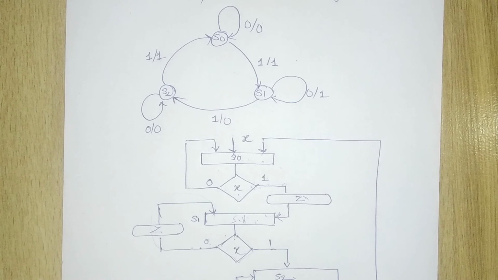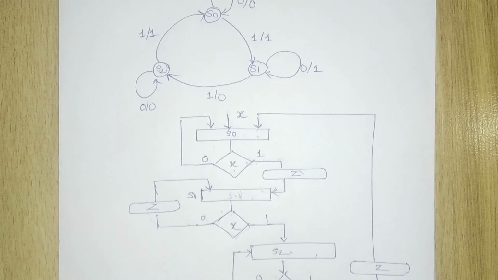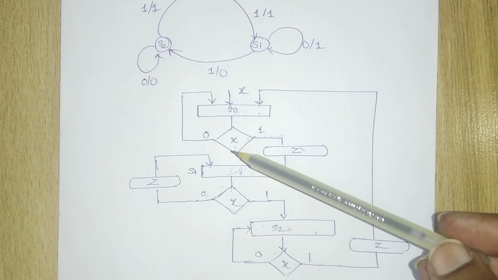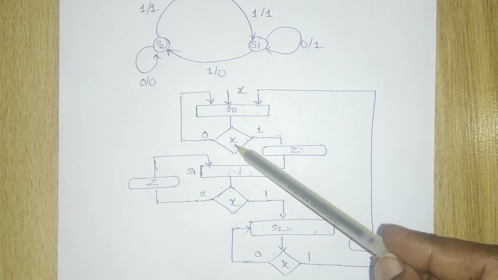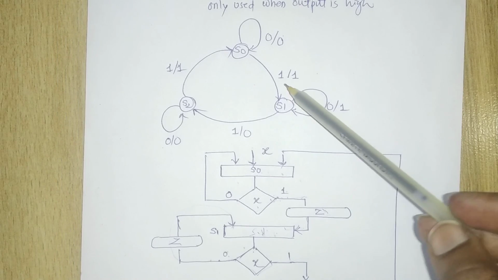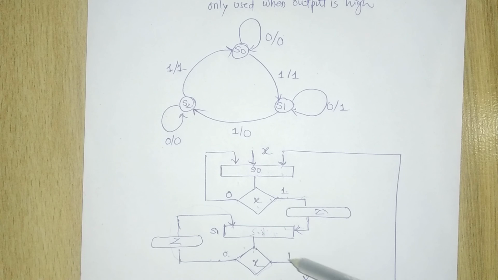Similarly, when we apply 0 on S2, it is again going to the same state. When you apply 1 on S2, it is changing the state from S2 to S0. So in this way we have used the three components, that are state box, decision box and condition box, and we have converted this finite state diagram to the algorithmic state machine diagram, the ASM chart. So thanks for watching this video.